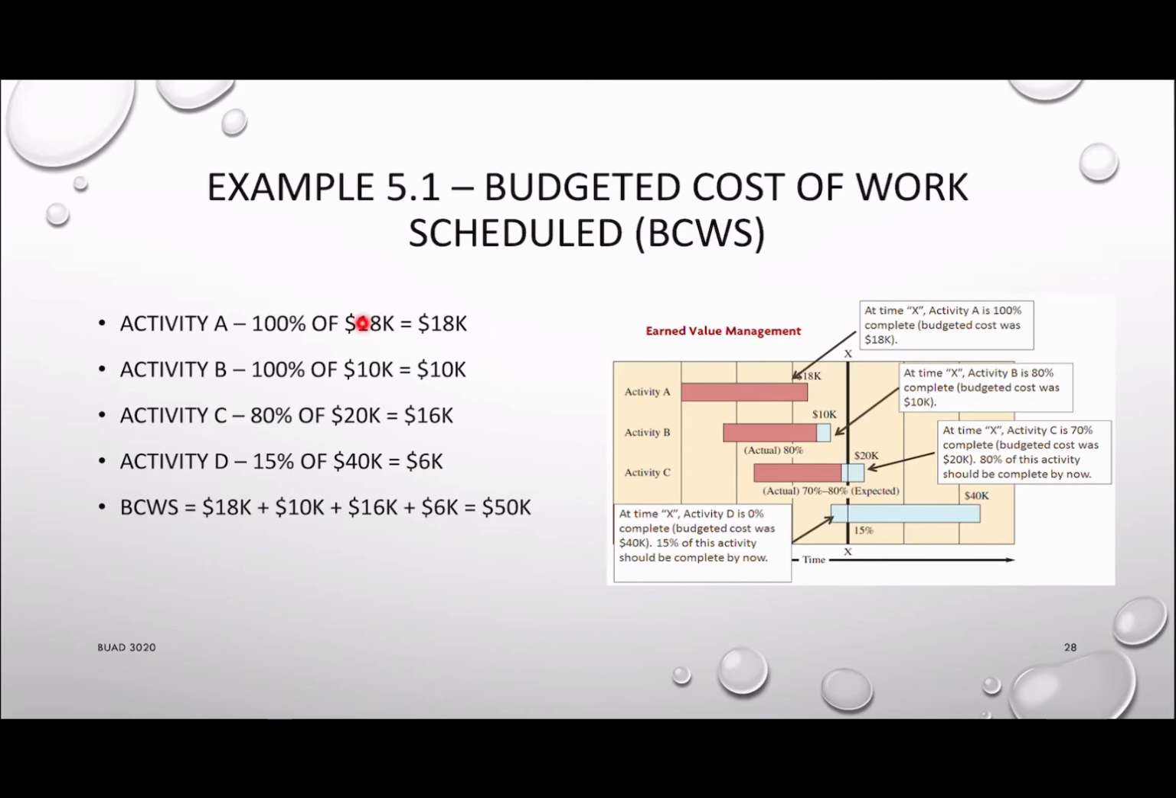So we calculate 100% of 18K for activity A, 100% of 10K for activity B, 80% for activity C, and 50% for activity D. We sum up all the costs together, that will be 50K. That will be our BCWS.